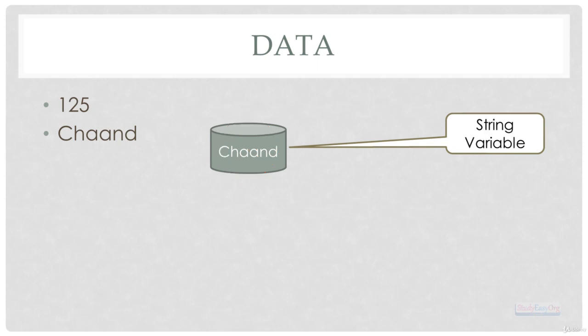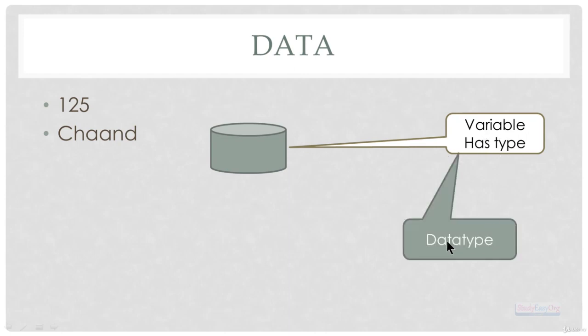So if we would like to store a string type of data, then we have to specify the data type as a string. Then only the variable will be able to store a string data. So Chand is nothing but a string. A string is a word, for example, right? So Chand is my name, Chand is a string, and if we store Chand inside a string variable, we can definitely do so. Alright, so variable has a type, and that type is nothing but your data type.